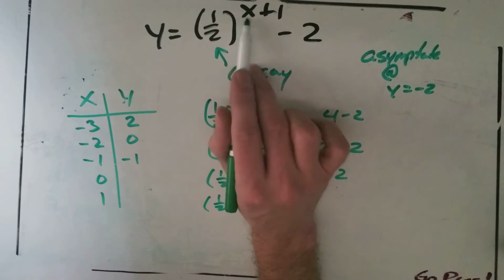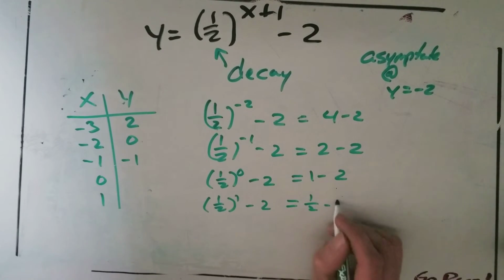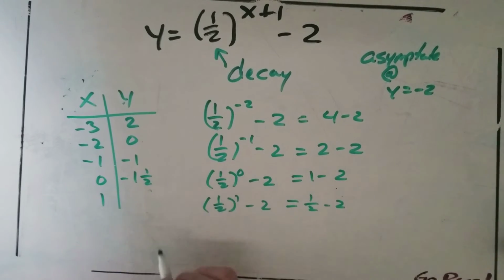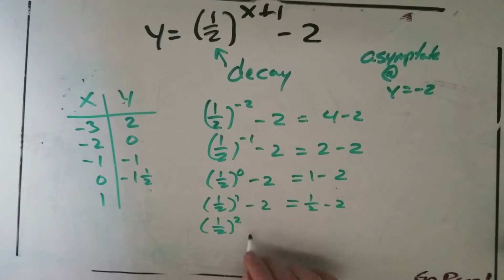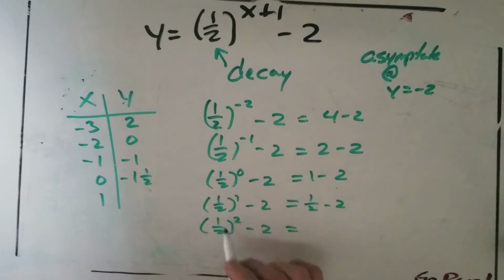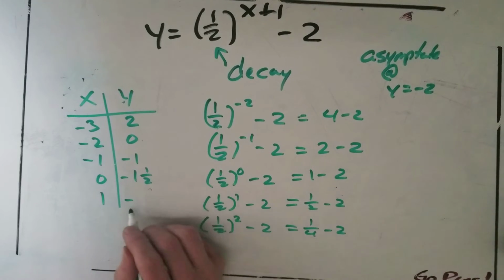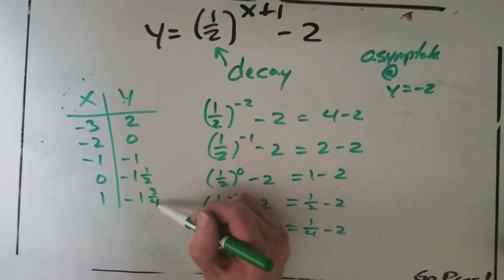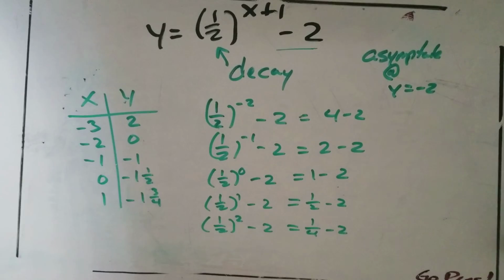1/2 to the 0 plus 1, so it's 1/2 to the 1, or first, which ends up being 1/2 minus 2, so 1/2 minus 2 is negative. I'll leave it as a mixed number, -1.5. And then we're going to have 1/2 to the 2nd power minus 2, and that's because when you put 1 in, it'll be 1 plus 1, giving you the 2. So it's 1/4 minus 2, which is -1 3/4. You might recognize the pattern here. It looks like we're approaching -2, but we'll never get there. There's that -2 popping up.